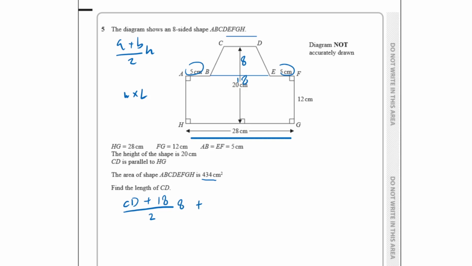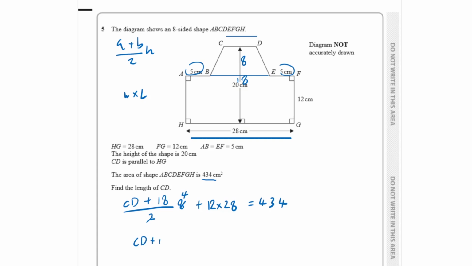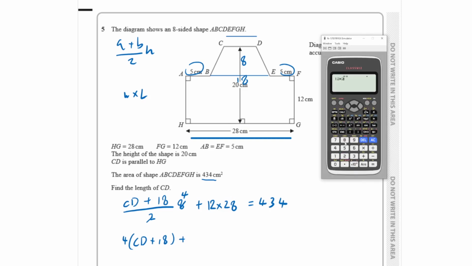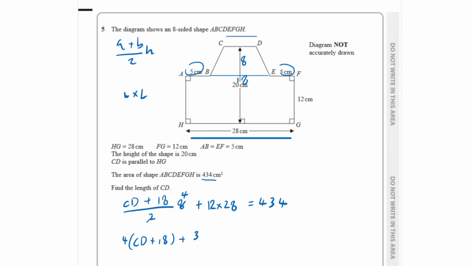So 12 times 28 is equal to 434. We can simplify this. 8 divided by 2 is 4. So (CD plus 18) multiplied by 4, plus 12 times 28, 336, is equal to 434.